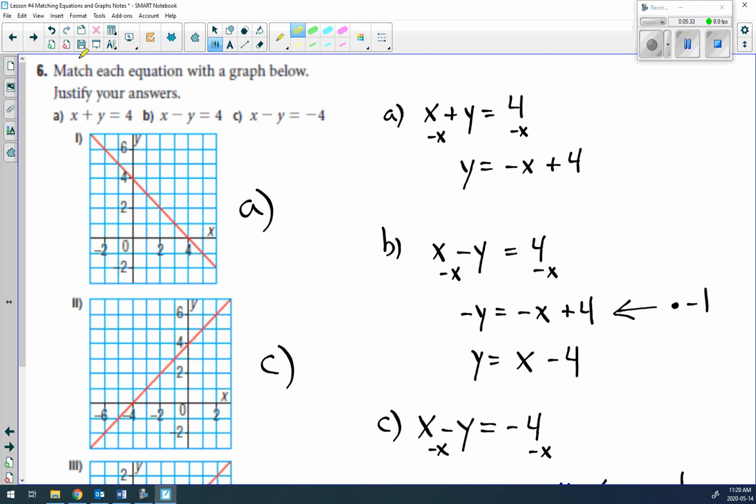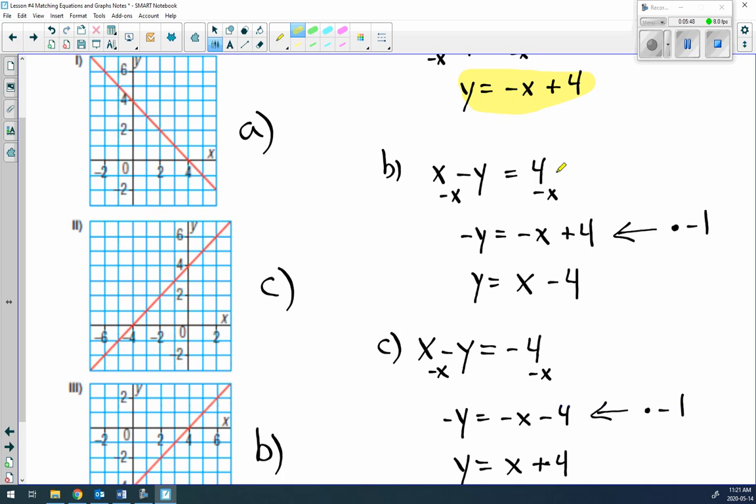Justify your answer. Well, if you look at these, oh boy, they're all mixed up. Should we put them in slope-intercept form? Why not? It's good practice. So let's do the first one. Subtract x from both sides, so we end up with y equals negative x plus 4. That's nice. That's now in slope-intercept form. Good. Here, x minus y equals 4.